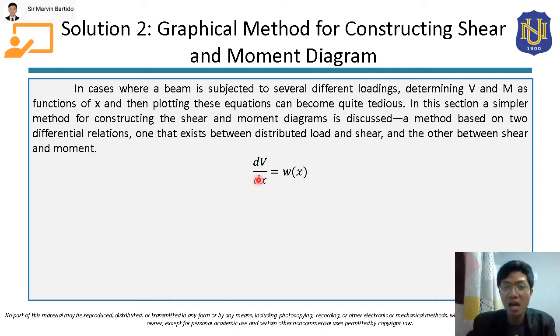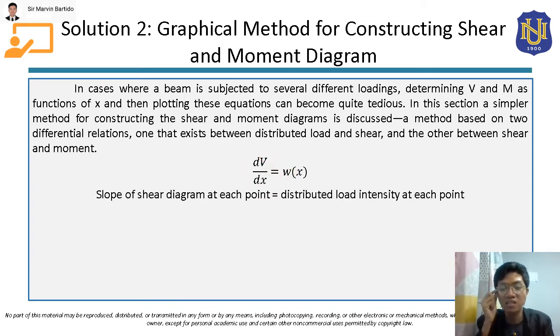So it is said here, class, that the derivative of the shear equation with respect to x will be equal to w of x. So this w of x, class, is the distributed load. And this derivative of the shear equation with respect to x is actually the slope of the shear diagram at each point. And this slope of the shear diagram at each point is equal to the distributed load intensity at each point.